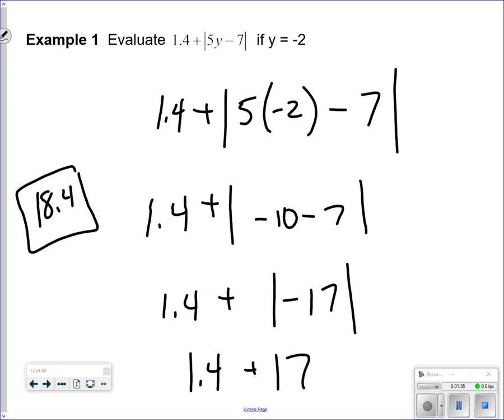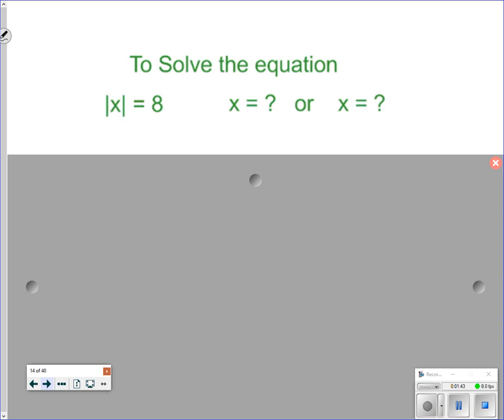So again, evaluating an expression. Now let's start actually talking about an equal sign. And this is going to look at it in a little bit different way. Anytime you solve an absolute value equation, it must equal a positive value. So this value over here must be positive. If you have an absolute value equaling a negative, it is no solution. So it's an automatic. So what is the absolute value of x equaling 8?